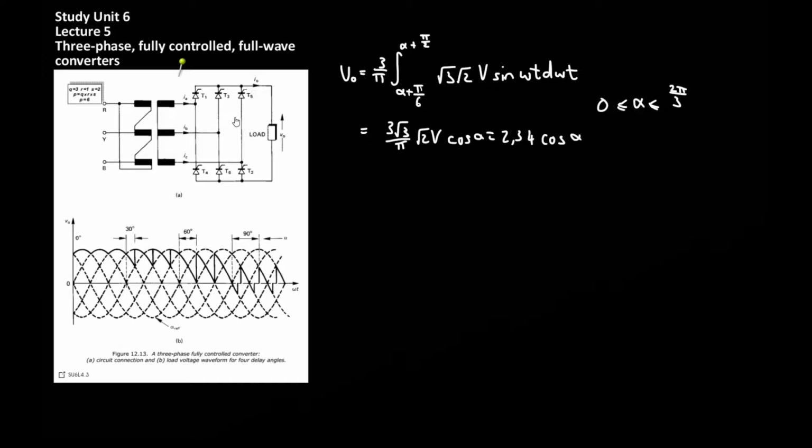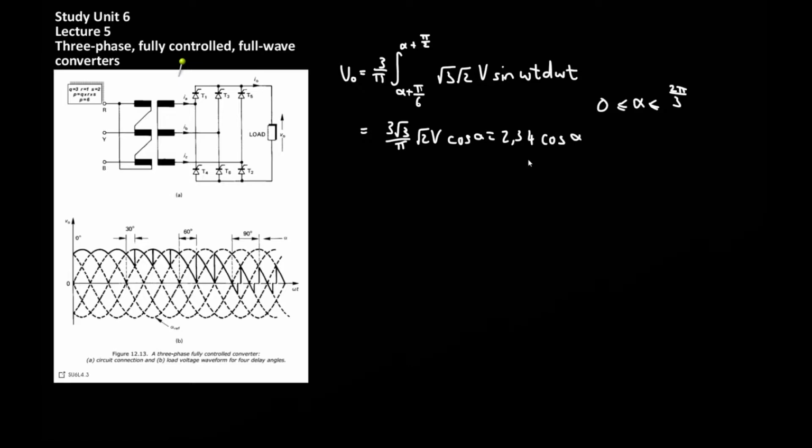So the output voltage of this fully controlled full-wave rectifier is given by the following equation. V out is equal to 3 over pi multiplied by the integral from alpha plus pi over 6 to alpha plus pi over 2 of the sinusoid which is being fed into the bridge, which is root 3 multiplied by root 2 V sine omega t d omega t, and solving this integral gives the output voltage as 2.34 V cos alpha, where alpha is larger than 0 but less than 2 pi over 3.